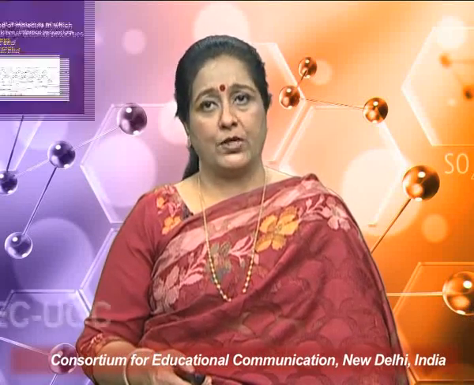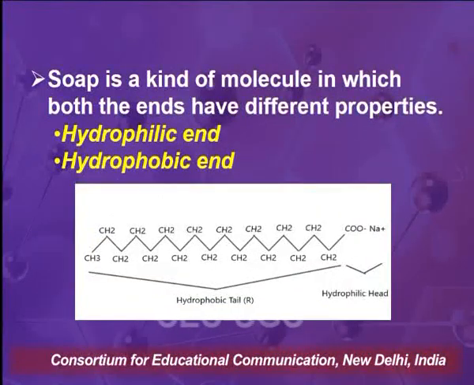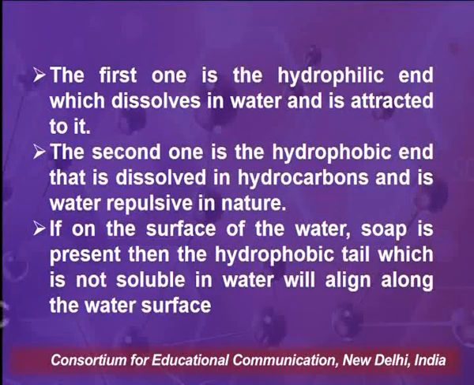Soap is a kind of molecule in which both the ends have different properties. One end is the hydrophilic end and the other end is known as the hydrophobic end. Water loving and water hating, hydrophilic and hydrophobic. The first one is the hydrophilic end, which dissolves in water and is attracted to it. The second one is the hydrophobic end, which dissolves in hydrocarbons and is water repulsive in nature. If soap is present on the surface of water, then the hydrophobic tail, which is not soluble in water, will align along the water surface.